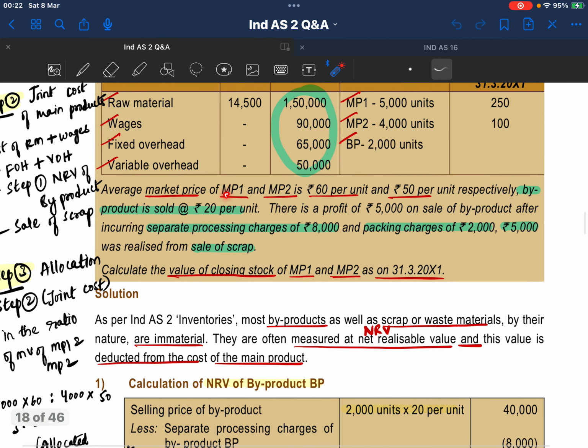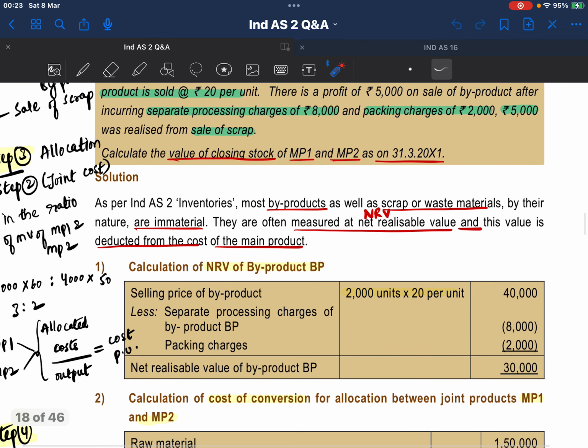We also have the market price of MP1 and MP2, which is 60 and 50. Byproduct is sold at 20. We have the units also. There is a profit of 5,000 on sale of byproduct, which is irrelevant. Separate processing charges of 800 and packing charges, and then 5,000 was realized as scrap value. Calculate value of closing stock of MP1 and MP2. This is very simple. Solution as per Ind AS 2.